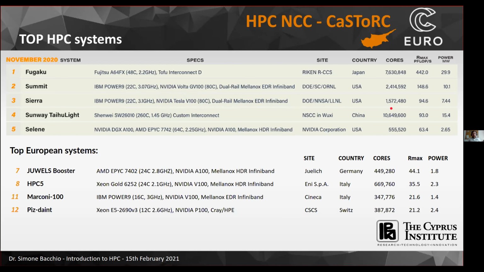So this trend of having hybrid systems is quite common nowadays. For instance, the top systems in Europe are all made of CPUs plus GPUs, like you can see here.